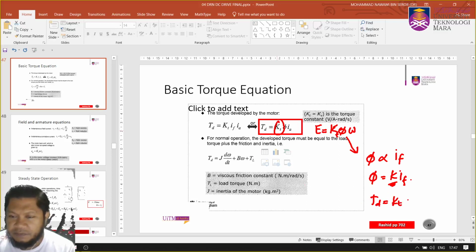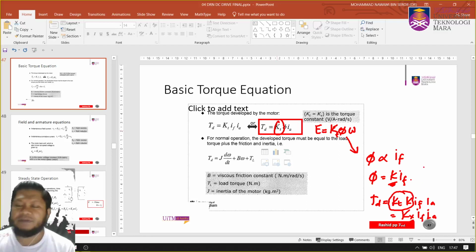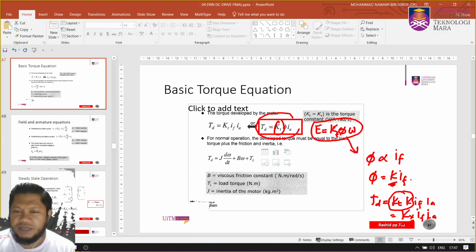Therefore, you can rewrite the torque equation so that the torque developed equals KT multiplied by K IF multiplied by IA. You need to define a new K here, let's say Kx, a different K. The key important thing is you need to memorize these two general equations: E equals K flux omega, and T equals K flux IA.